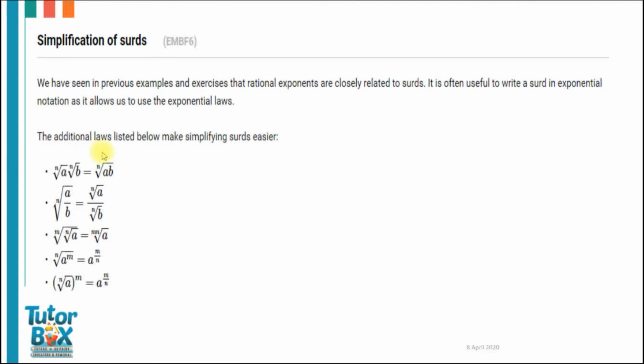Okay, so the additional laws listed below make simplifying surds easier. So we need to know these laws. So the first one, we have the nth root of a multiplied by the nth root of b. This will be equal to the nth root of a times b. Okay, and then the second one, we have the nth root of a over b will be equal to the nth root of a divided by the nth root of b. And then the third one, first we have the nth root of a here, and then we are now taking the mth root of the nth root of a. Okay, so this is a bit hectic, but it's not that scary.